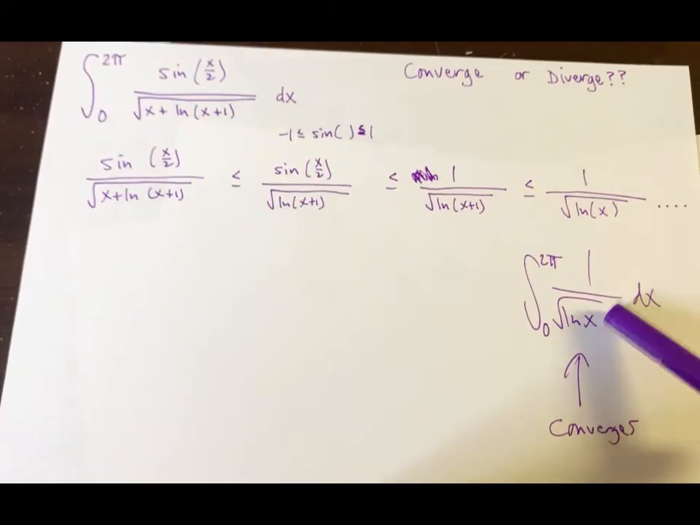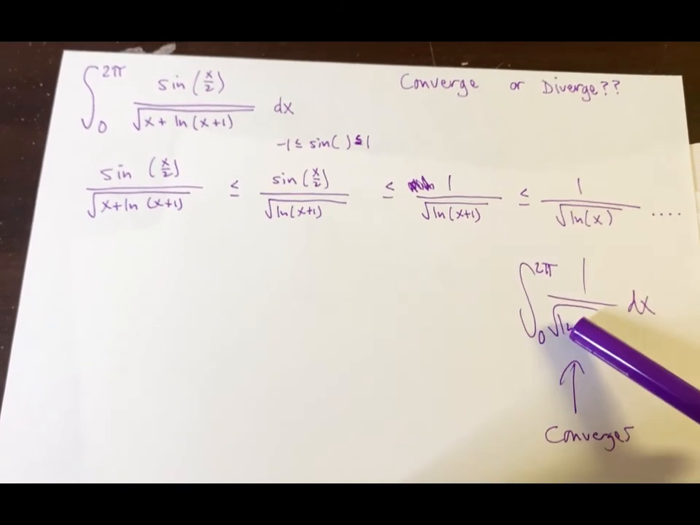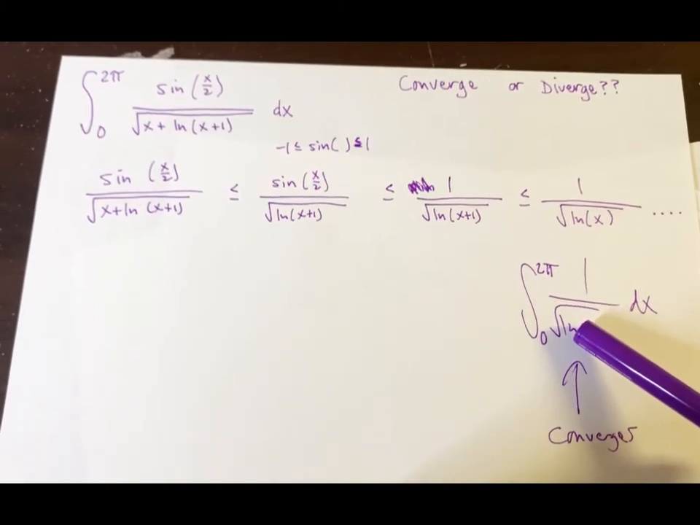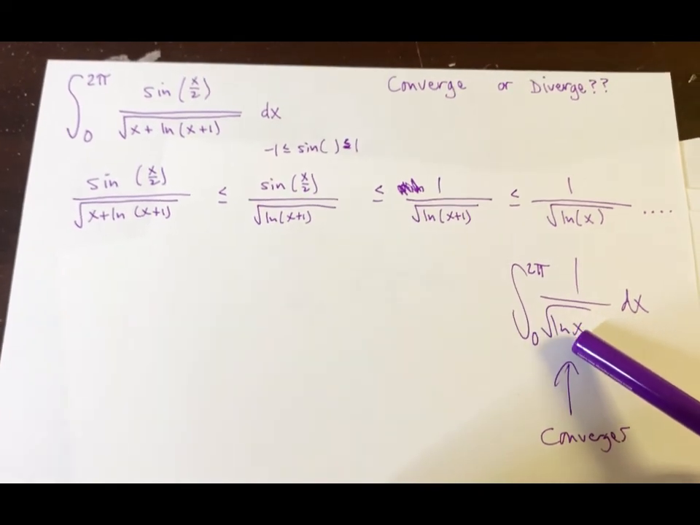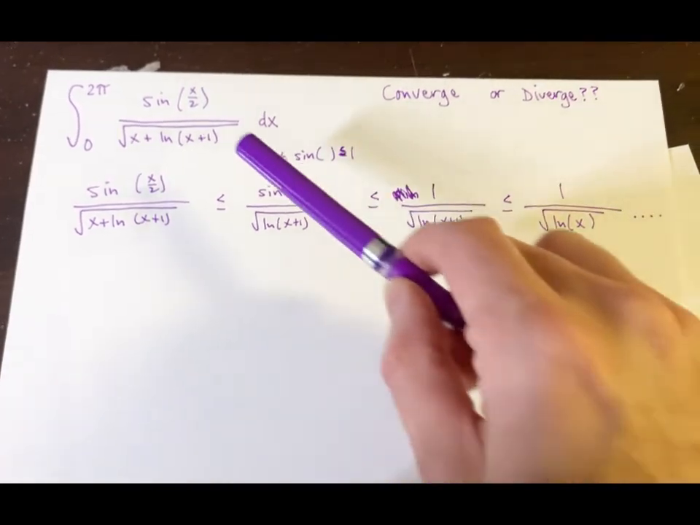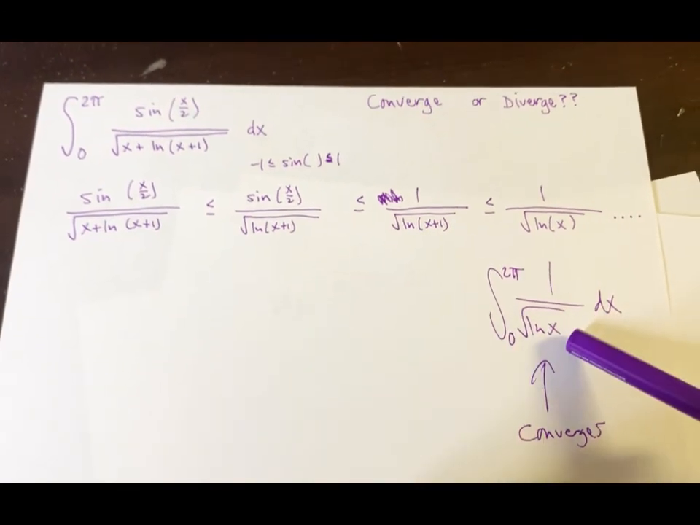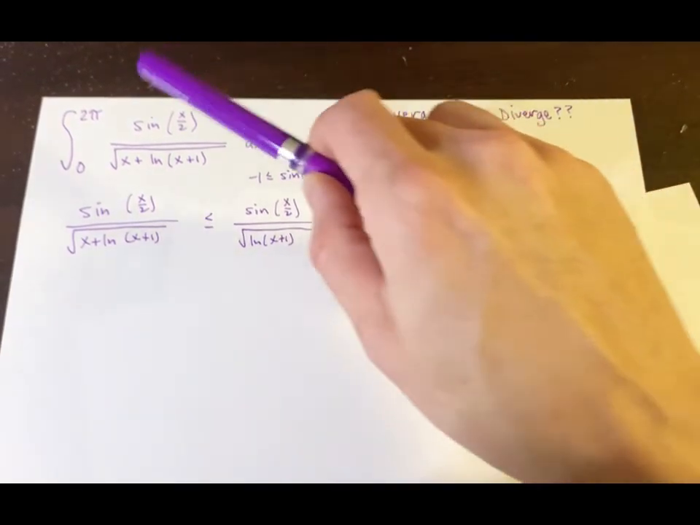But if you do this integral and you get back infinity, which means that this diverges, then we have not reached a conclusion. Because the idea is if you pick a bigger function, you show that it converges, which forces the little guy to converge. If you pick a bigger function and it diverges, that tells us nothing about the smaller function.